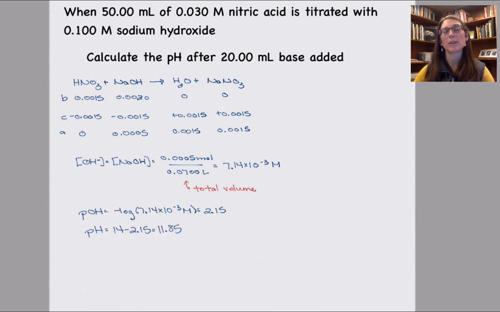And so at this point, we've calculated the pH at all 4 points along a titration for a strong acid with a strong base. Again, the most important thing is asking yourself, what do I have in solution at each of those moments in time?